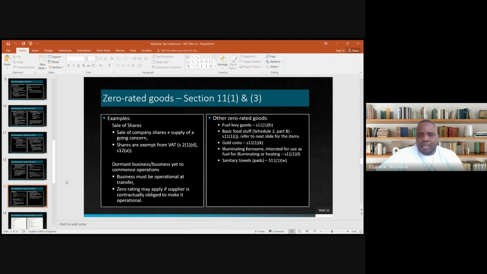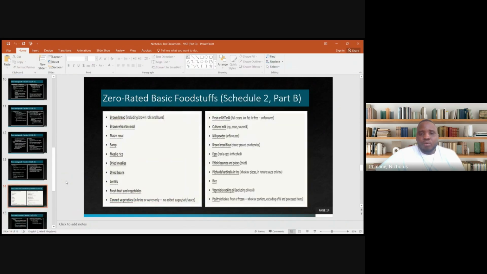Then illuminating kerosene intended for use as fuel for illuminating or heating. Then sanitary towels in terms of Section 11(w). These are zero rated. All right. So then these are the basic foodstuff items that are zero rated in terms of Schedule 2, Part B, right?